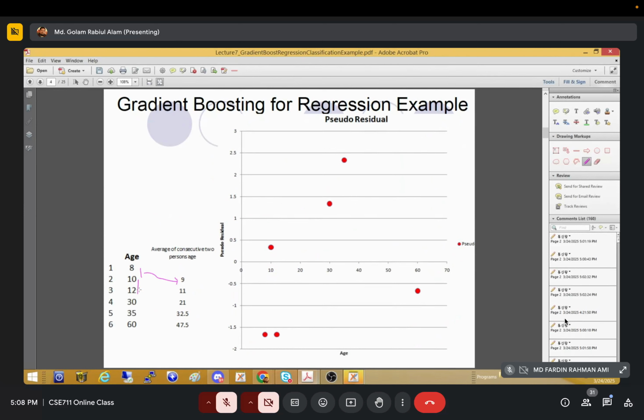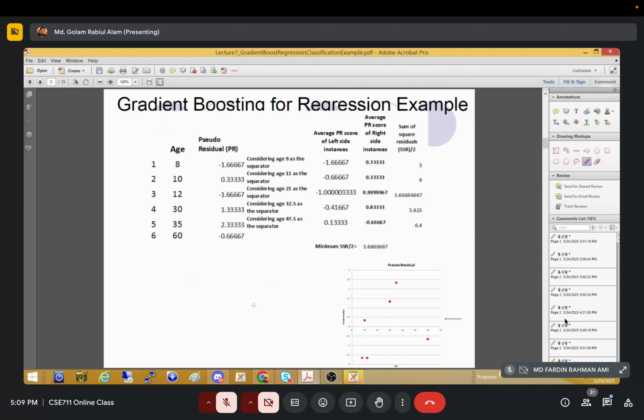Now, those are the average values: 9, 11, 21, 32.5, and 47.5. We consider each and every average value as our splitter, and we need to find out which splitter we should use. For that, we have to consider each and every average and find the errors. The splitter that provides the lowest error will be considered as our feature.